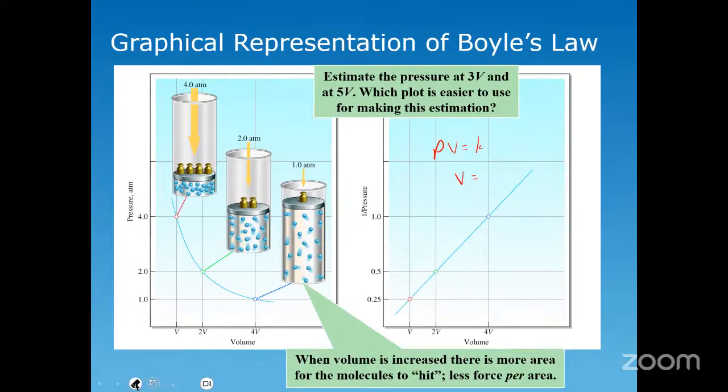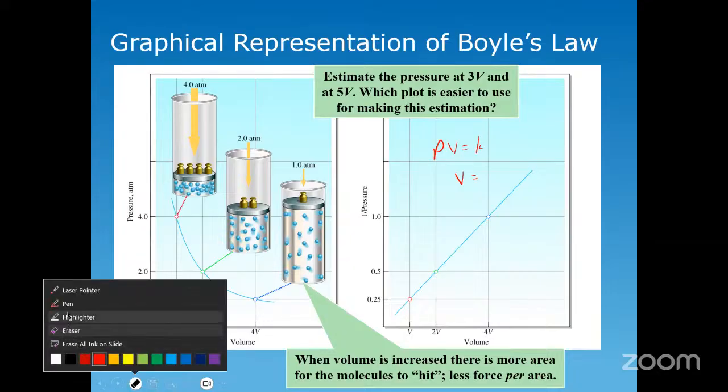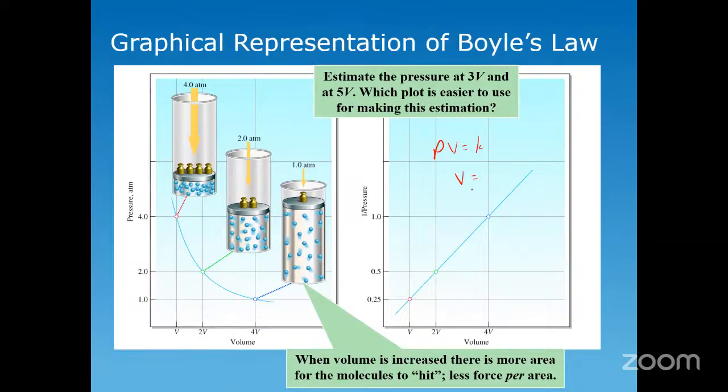We can rewrite this as V over K, or V times 1 over K is equal to 1 over P. So 1 over K is also a constant, so I'm just going to call it K prime. V K prime is equal to 1 over P. So if you plot 1 over P on the y-axis and V on the x-axis, you're going to get a straight line where K prime would be the slope, and that is basically what's observed in this particular case.